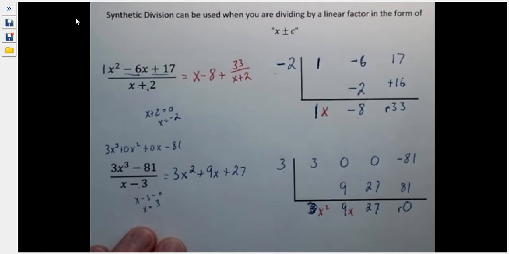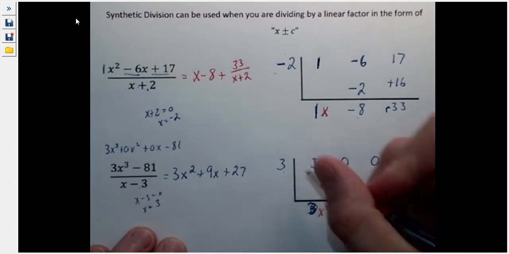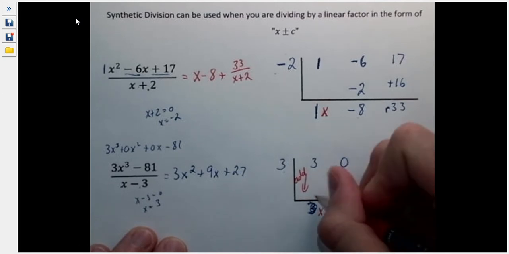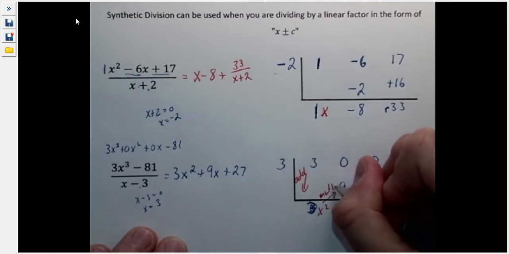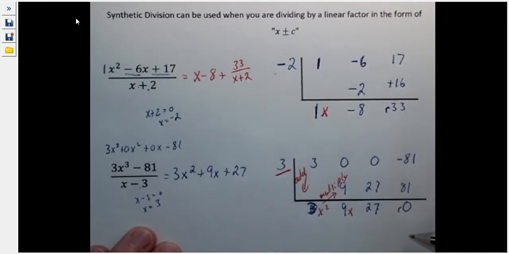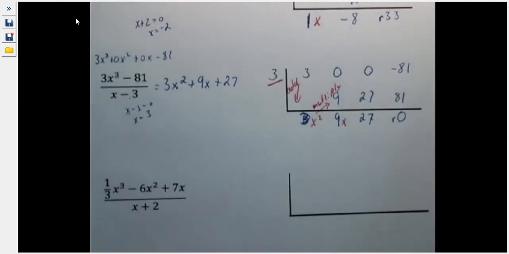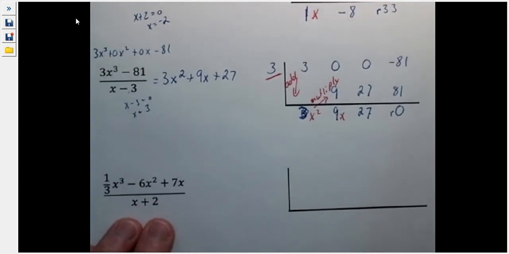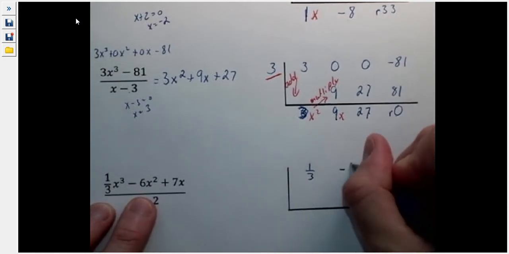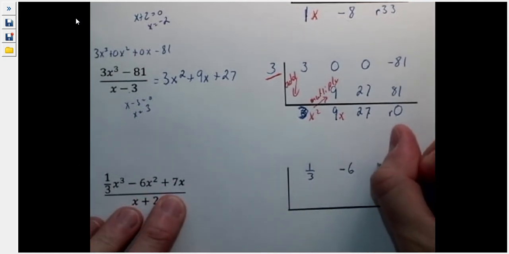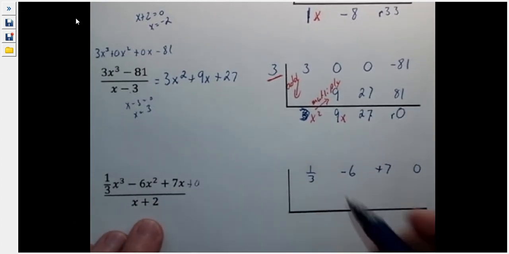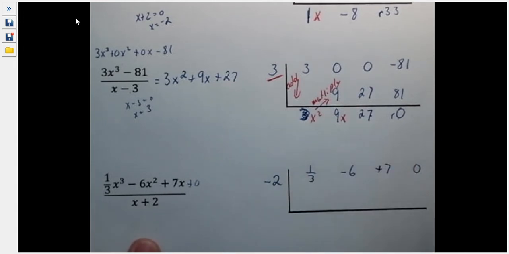Remember, as we go down, we're adding, and going across, we multiply by whatever this is. Let's try the last one. Same thing, we're using the coefficients. The first one's 1/3. The next one's -6, then 7, and then 0 because we don't have that last term there. And we're going to be using -2.